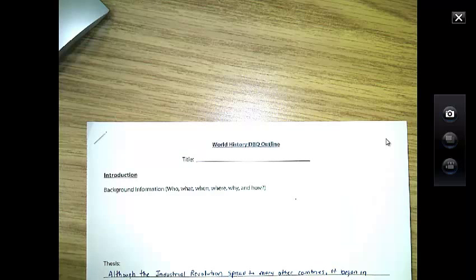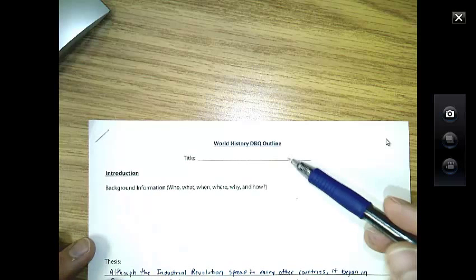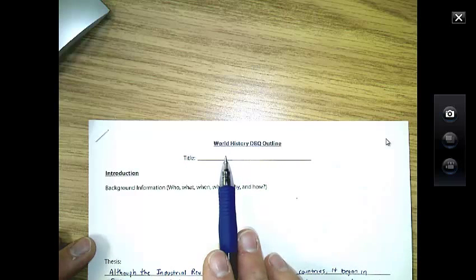And as Mr. D and I have discussed over the last couple of days, the more time you put into these initial steps, the easier it's going to be to sit down and write your essay. The whole purpose of this DBQ is to get everything organized so that you can just sit down and write it. So if we look at our DBQ outline, the first thing we see is a title section.